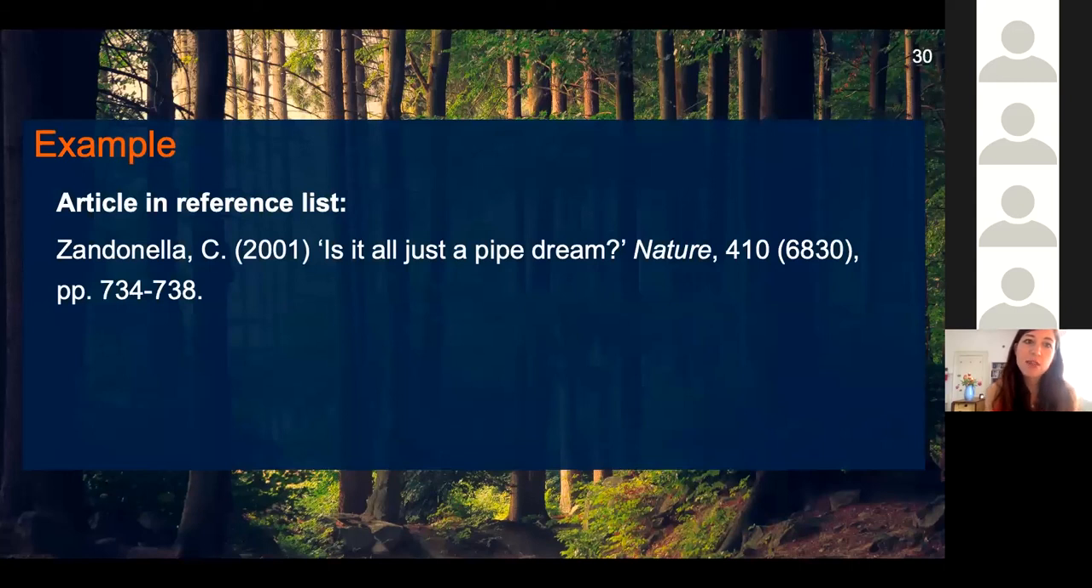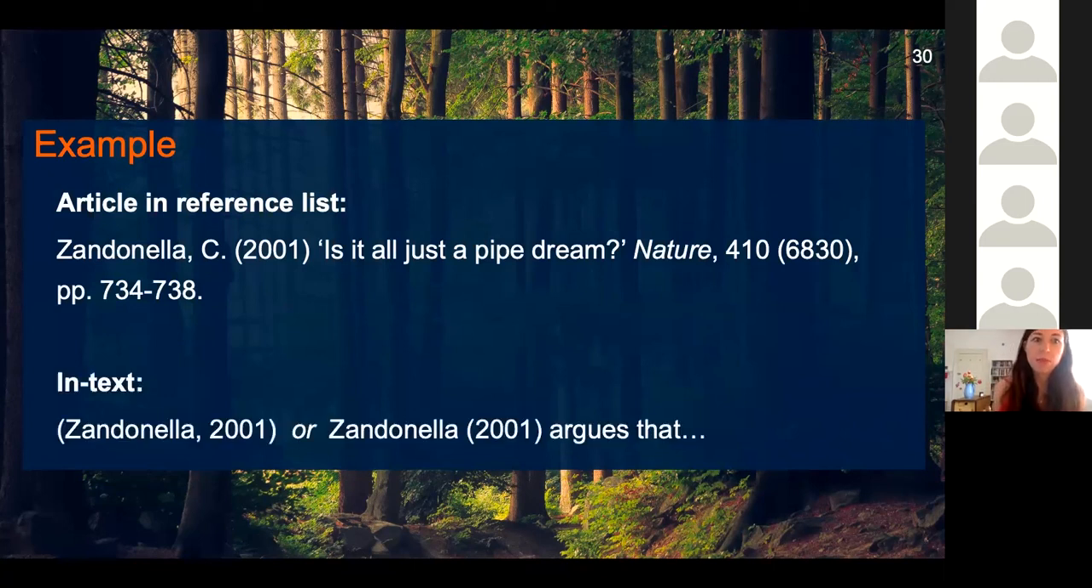So an article in a reference list, I've included an example here. So the surname, the author's initial, the year, the title of the article. The title of the journal itself should be in italics, not the title of the article. The title of the journal should be in italics. Volume number, issue number, page numbers. So they're the components you need to reference, for example, a journal article correctly.